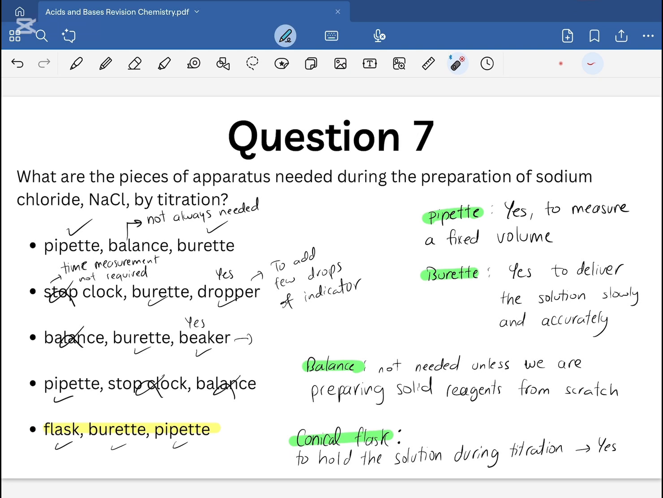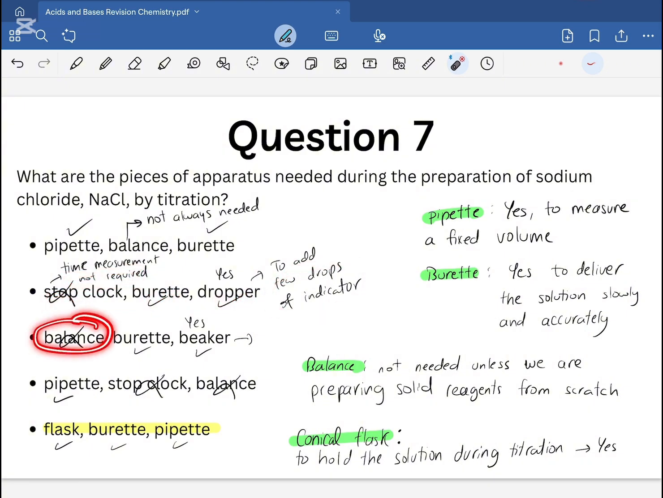So if you look at the options, for the first one, the balance is not always needed. The pipette will be required and the burette will be required. For the second one, they placed a stop clock, but time measurement is not required in titration. We don't need to measure the time, so this is not needed. This is needed. A dropper will be needed to add a few drops of the indicator.